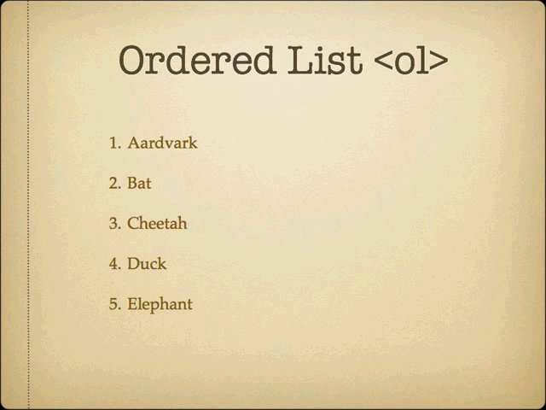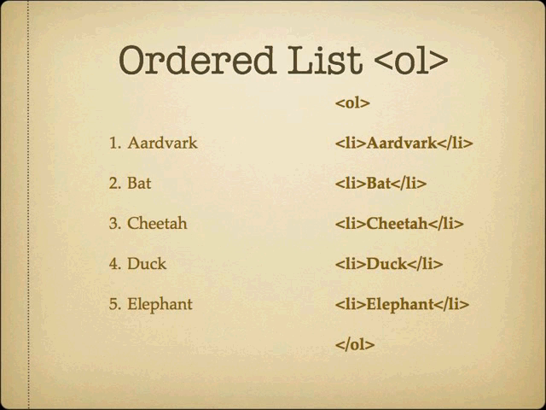An ordered list looks very like an unordered list, except that instead of bullet points along the side, there are numbers. And the HTML for an ordered list looks very like the unordered list, except that we use the OL tag instead of the UL tag. So let's look at the HTML for this ordered list here. So you can see it looks much like the unordered list.